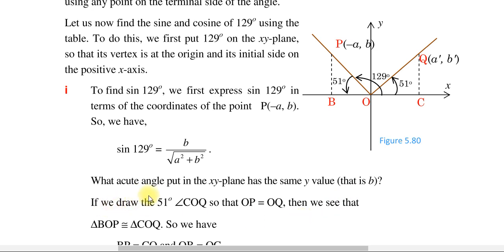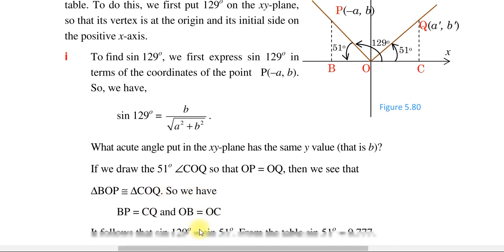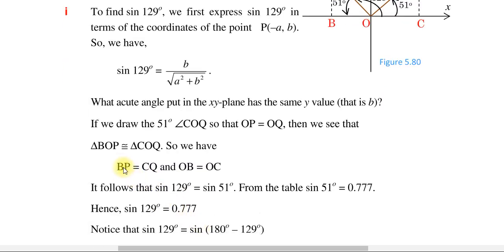If we draw the 51 degree angle COQ so that OP is equal to OQ, then we see that triangle POP is congruent with triangle COQ. So we have BP is equal to CQ and OP is equal to OC.